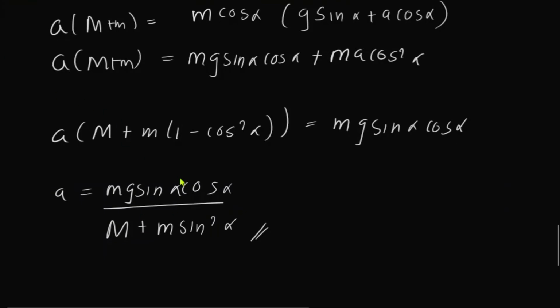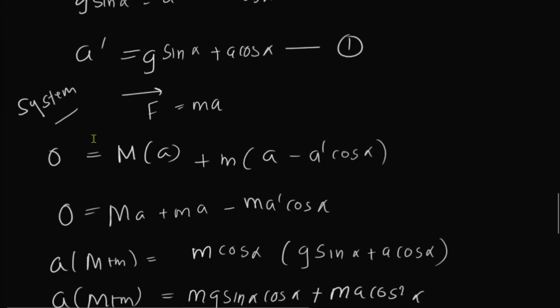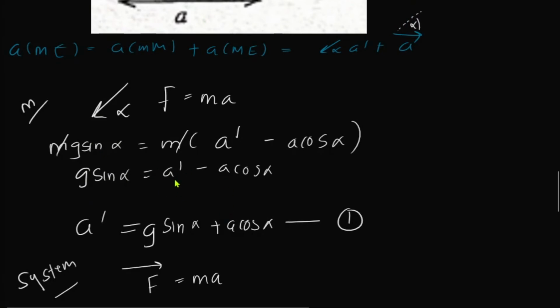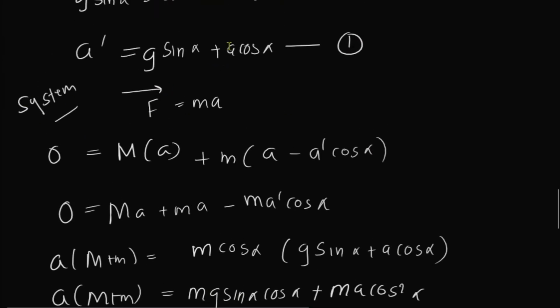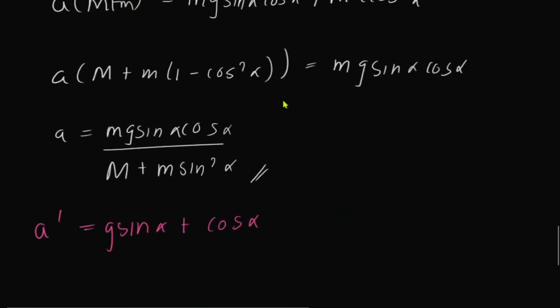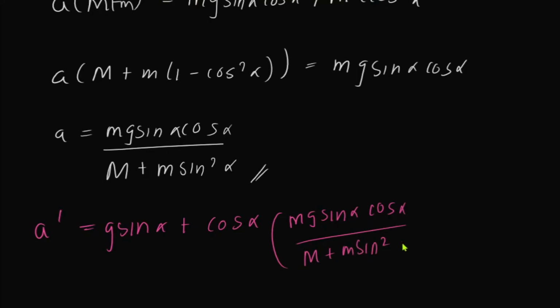Find the acceleration of the particle relative to the wedge as well. We need to find the acceleration of the particle relative to the wedge also, which means we need to find A dash. How are we going to find A dash? We can find A dash easily. A dash is equal to g sin alpha plus A cos alpha, isn't it? Yeah, it's A cos alpha, but we know A. We know what A is, right? It is mg sin alpha cos alpha over capital M plus m sin squared alpha, right?